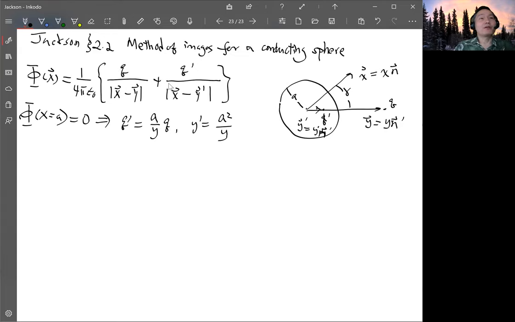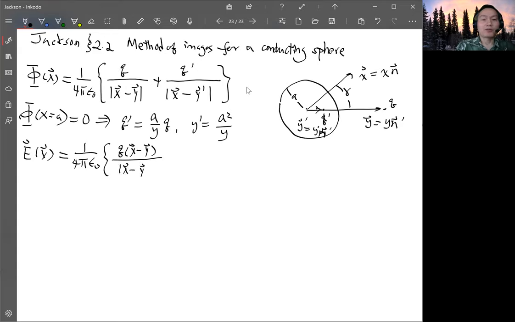Because once we have the potential, outside the sphere of course, we can calculate the electric field by just summing up the Coulomb contributions due to the two charges. So one is 1 over 4 pi epsilon zero, Q times the vector x minus y divided by the distance |x minus y| cubed, plus Q prime over the same, times x minus y prime divided by |x minus y prime| cubed. Okay, so that is the electric field outside the sphere.